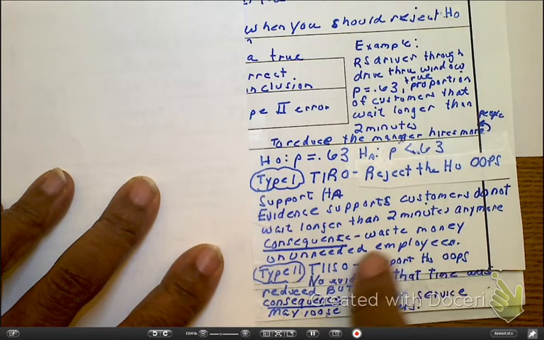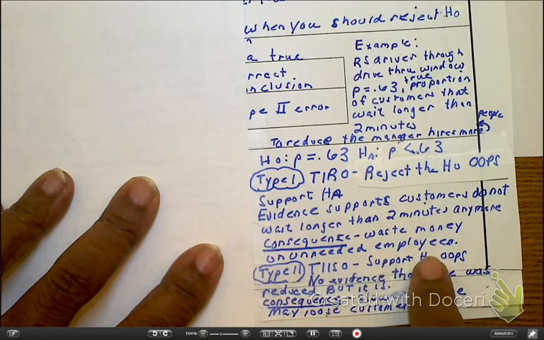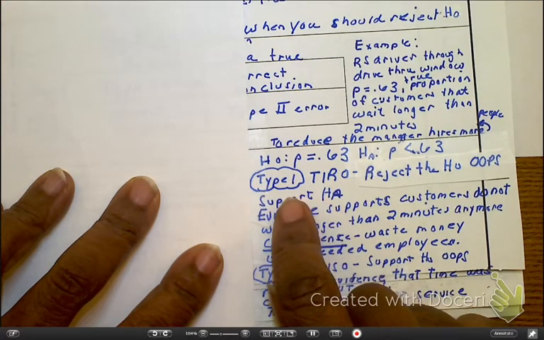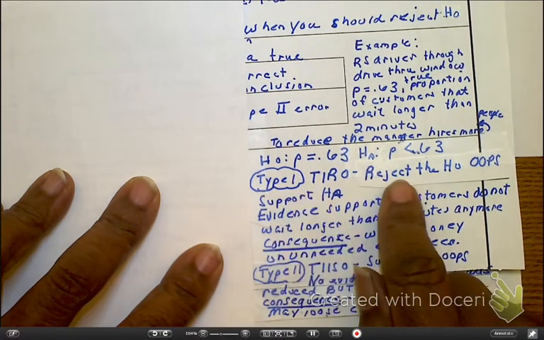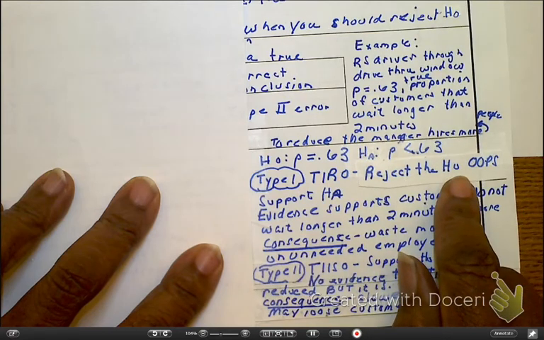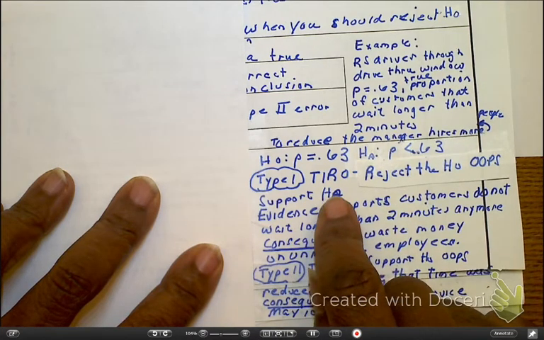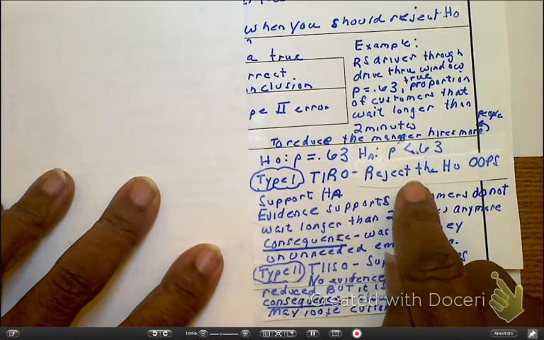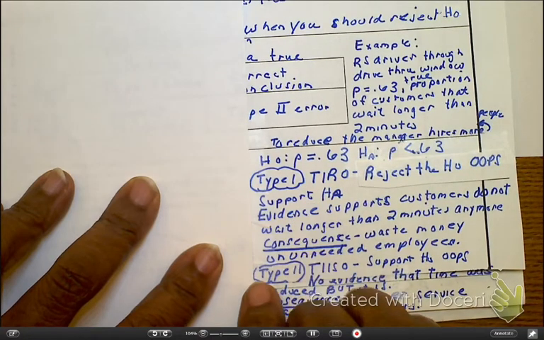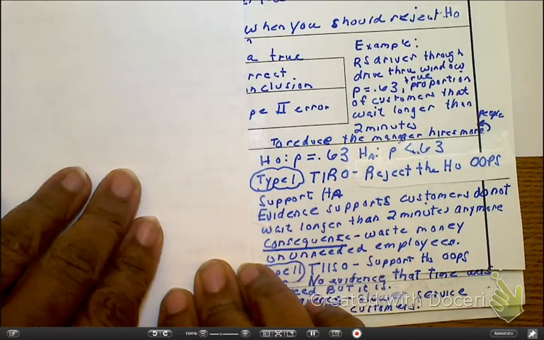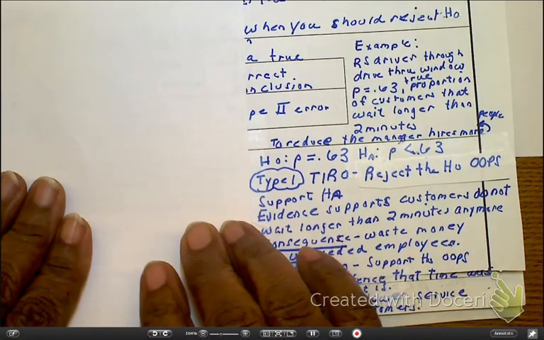Okay, so as you can see here, we wasted money on unneeded employees. So that is the Type 1 error, the tyro. We reject the H0, and it's an oops, we should not have. We should not have supported the HA, because remember, if you reject the H0, you end up supporting the HA. That's a Type 1 error and its consequences.